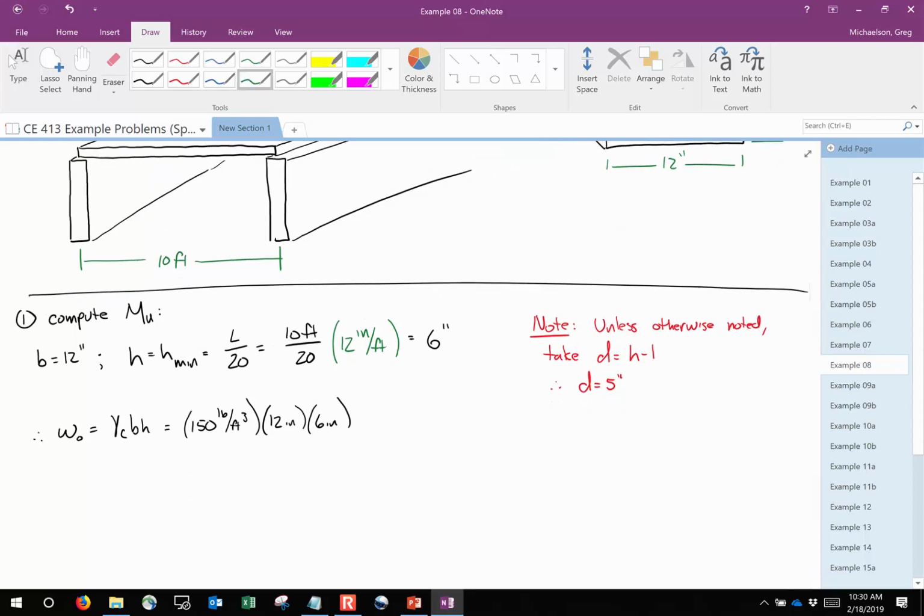The units don't match. The unit weight is in cubic feet, so let's convert these to feet. We're going to divide by 12, but we're going to divide by 12 twice. So really what we've got going on is a square foot, 144 square inches. And so what does this come out to be? Say it again. 75 pounds per foot, right?